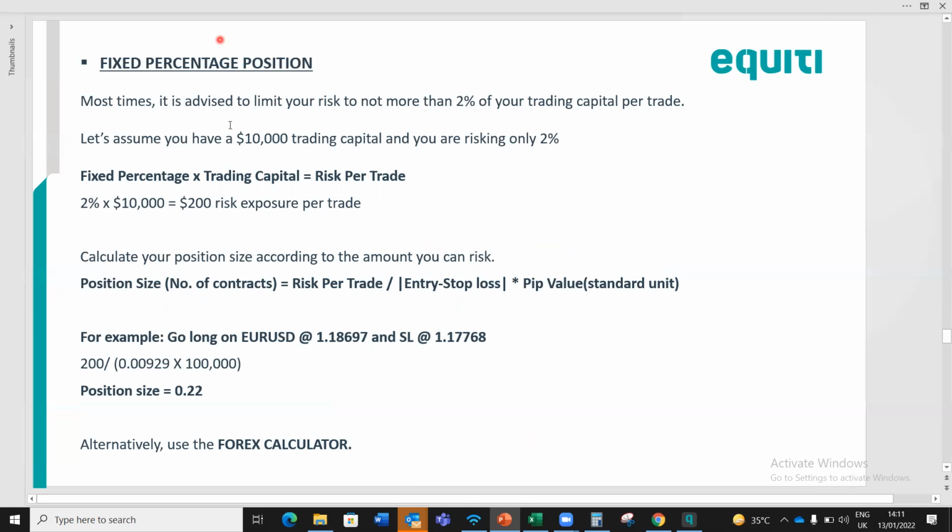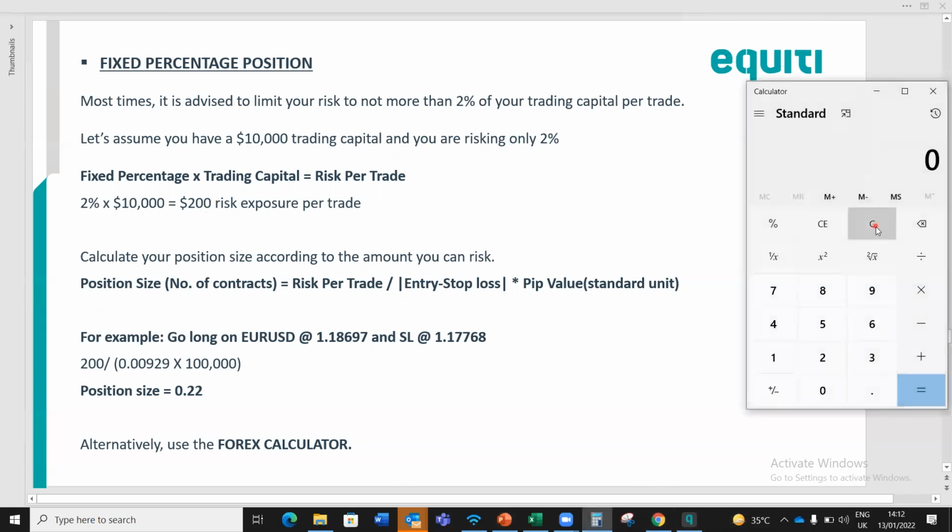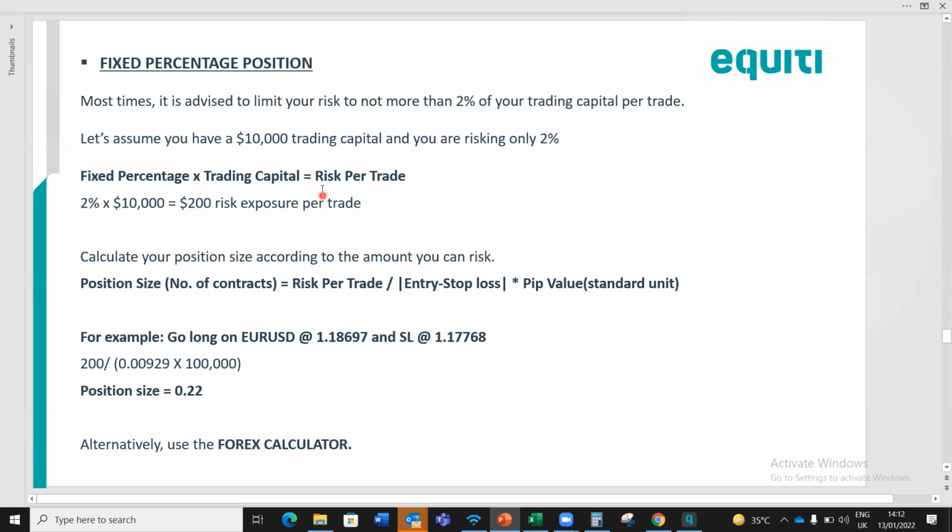Now, most times it is advised to limit your risk to not more than 2% of your trading capital per trade. Now, let's assume that you have a $10,000 trading capital and you are risking only 2%. 2% of $10,000 is going to give us what? $200, right? 2% is 0.02, multiplied by $10,000, that gives us $200. So it simply means that we want to risk $200 per trade.